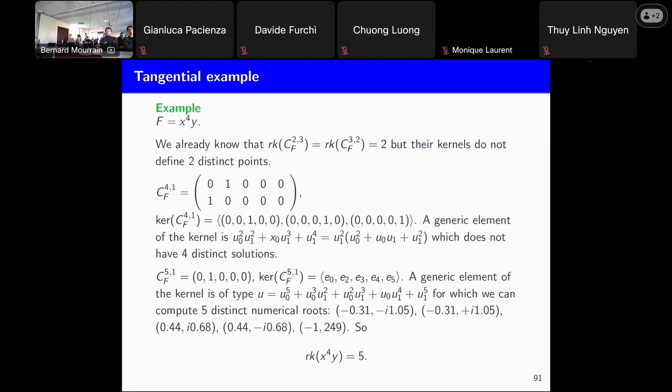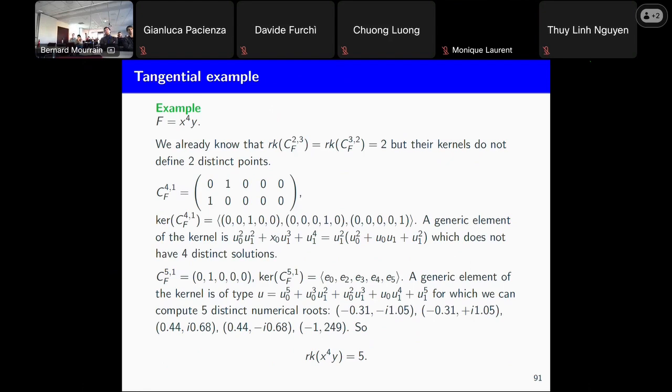And I keep going with the same example, my favorite running example. So this is again the double tensor in degree 5. We already know that the rank of this catalecticant was 2, and so the next one is 2. And we have already seen that in this kernel, I couldn't find 2 distinct points in the kernel.